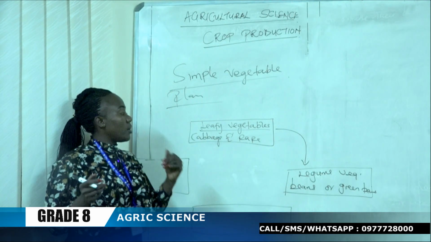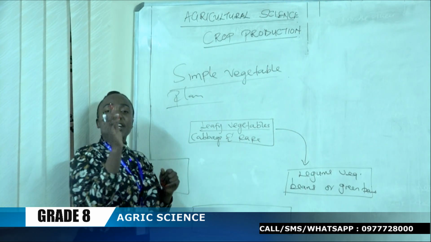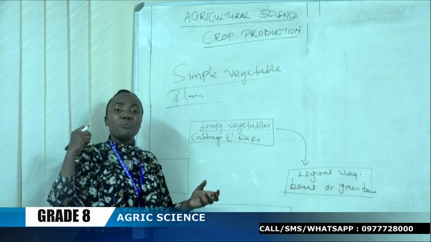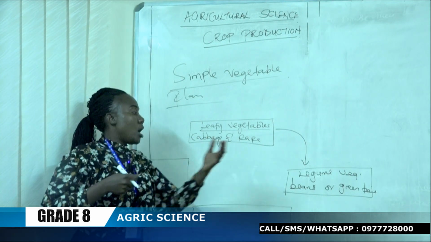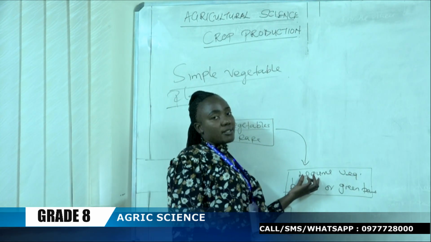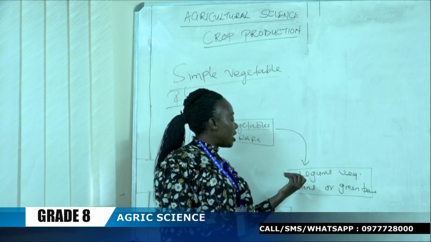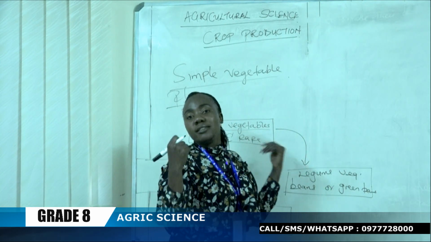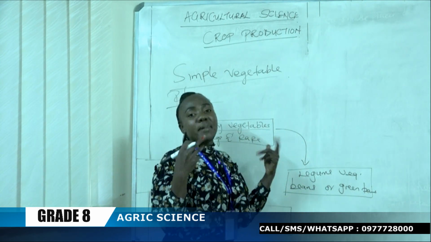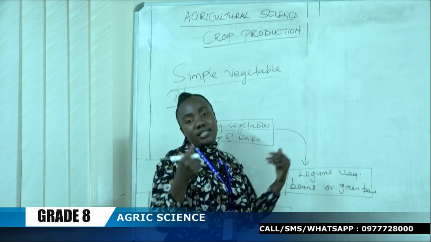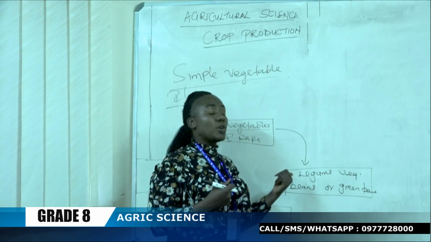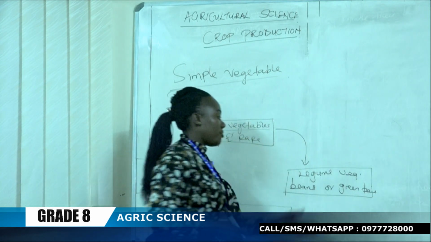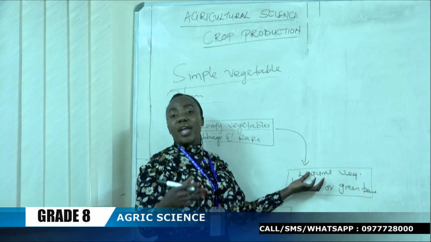So in leafy vegetables, we grow cabbage. After cabbage has been grown, as we harvest or remove cabbage from the field, we grow legume vegetables. After we grow legume vegetables, it can be beans, French beans, green beans, or groundnuts. Groundnuts are also examples of legume vegetables. Then after we've grown legumes and they're ready, we harvest them.